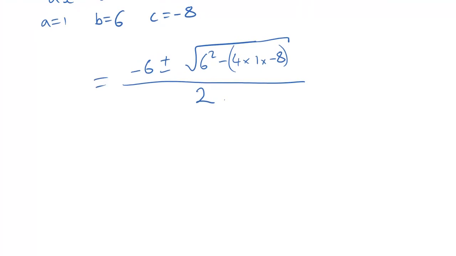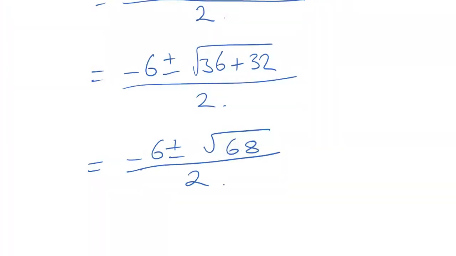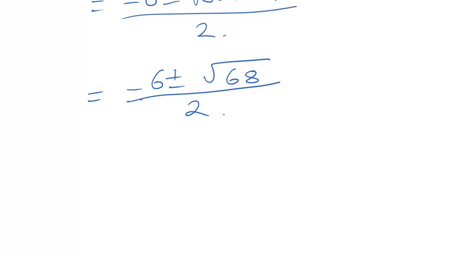Now, before we start typing on our calculator, let's try and simplify this a little bit. So minus 6 plus or minus, now, 6 squared is 36, and already I can see I've got a minus and a minus multiplying together, so it's going to end up being a plus. So 4 times 1 times 8 is 32, all of that divided by 2. So I could simplify one last time: minus 6 plus or minus the square root of 68, all divided by 2. So at this point, we can now use our calculator.